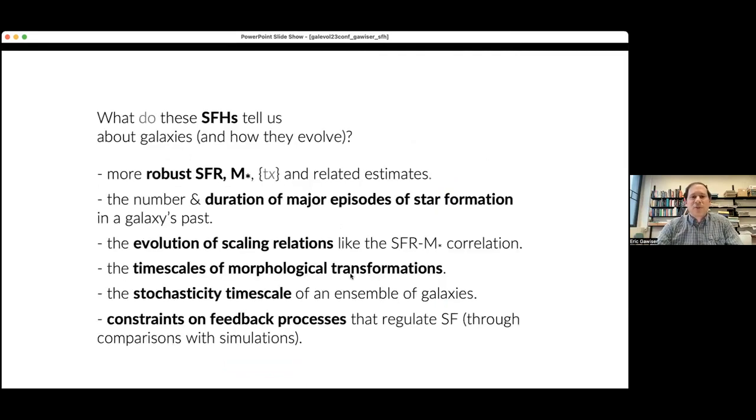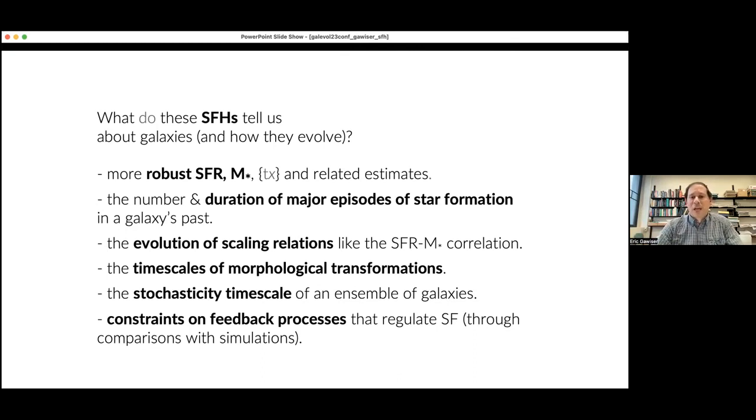And what do these star formation histories tell us about galaxy evolution? Well, we get more robust values for star formation rate, stellar mass, and then instead of a single age parameter that's often overinterpreted, we can actually report the Tx values and their uncertainties. We can probe the number and duration of major episodes of star formation in galaxies' past, which you of course cannot do by assuming a constant or exponentially declining single stellar population.